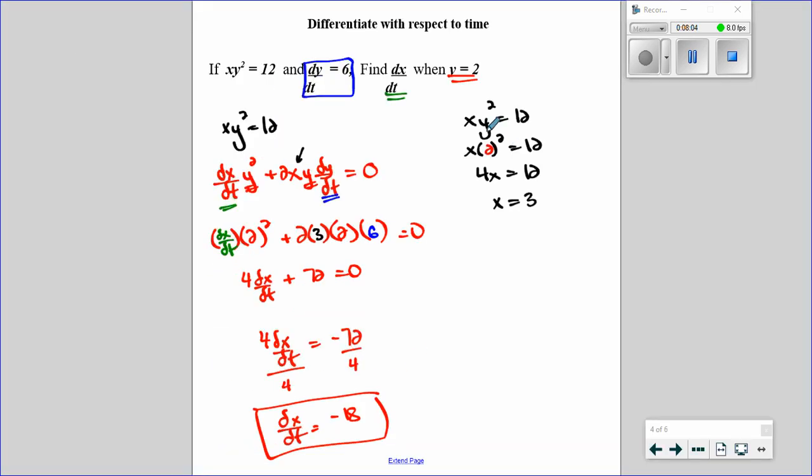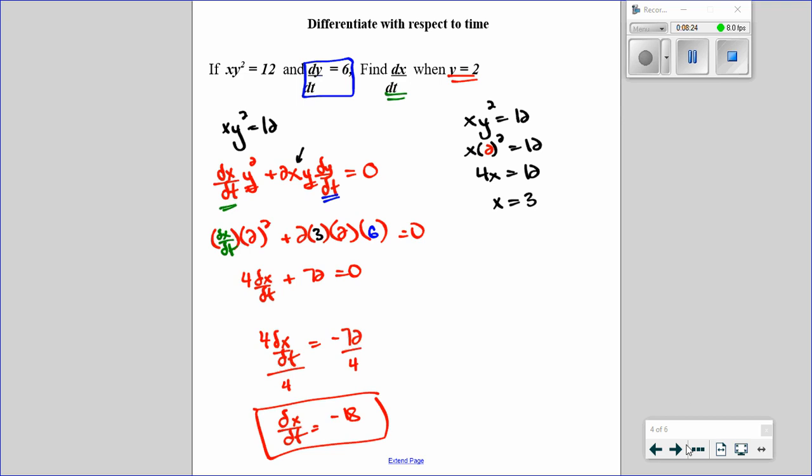Have a look. A lot of people like to do this step first. They usually only give you x or y, so you have to find the other and then differentiate with respect to time. So remember again, the derivative of x with respect to time is dx over dt. The derivative of y with respect to time is dy over dt.